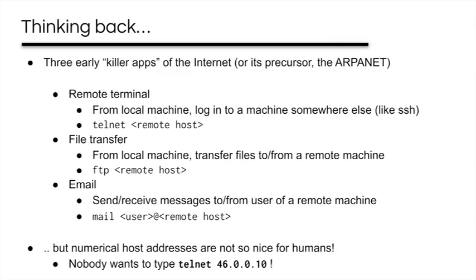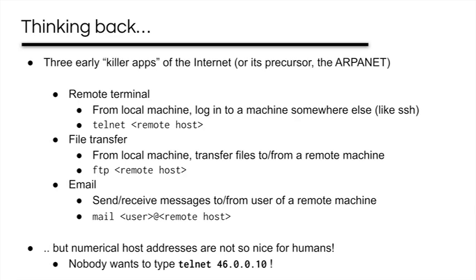So thinking back to the early internet, the three killer apps were basically remote terminal, that is, from a local machine you could log into a machine somewhere else. This is like SSH is today. At the time, it was a protocol called Telnet, and you could do telnet and then the remote host address. File transfer, pretty self-explanatory. You did it with a command called FTP, which used the file transfer protocol. And so on the command line, you could do FTP and then the remote host address. And then email, where you want to send or receive messages to or from a user on a remote machine. And you could do that using the command mail.